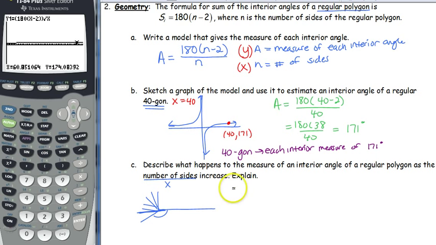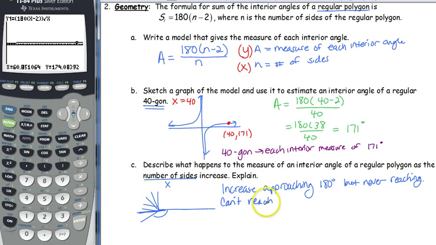So what describes what happens here? It increases, approaching 180 degrees, but never reaching. It can't reach 180 degrees because it's a straight line.